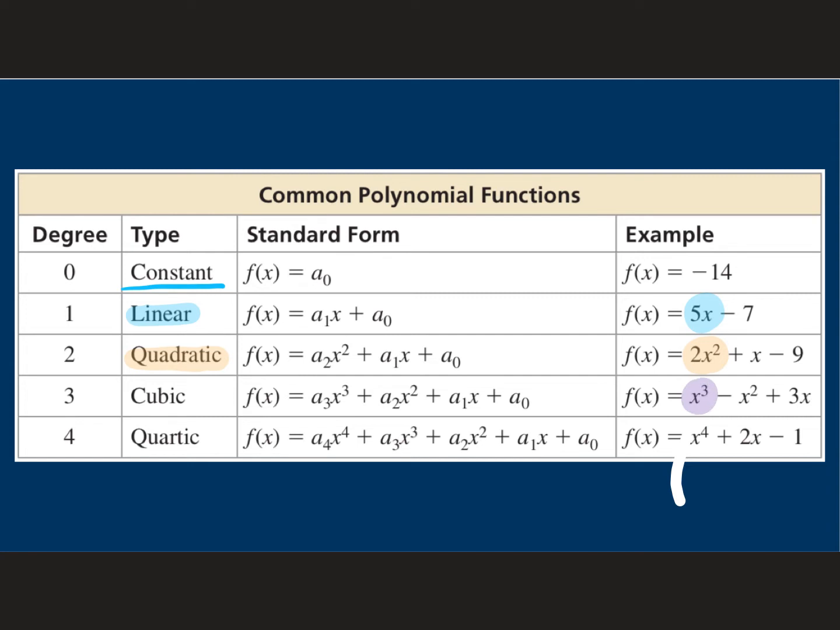If it's x to the third power or x cubed, that would be cubic. And then if it's x to the fourth power, we call that quartic. You could think about it as like 4 quarters. So these are just vocab words that we use to describe our polynomials. So this is how we describe them by the degree.